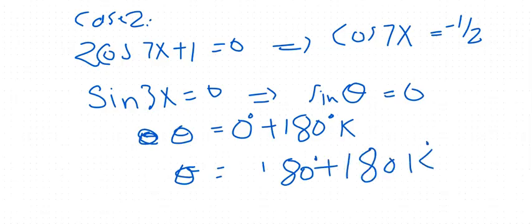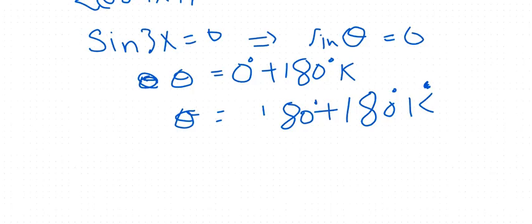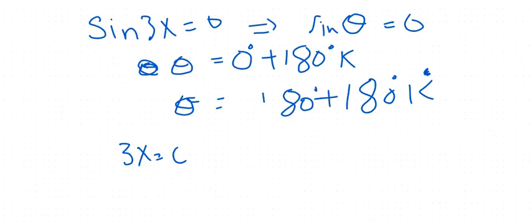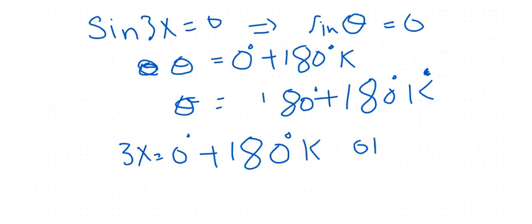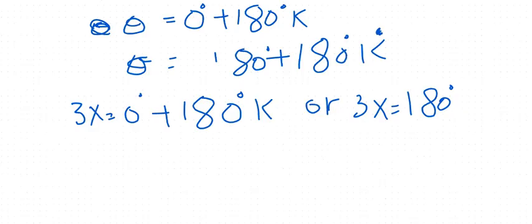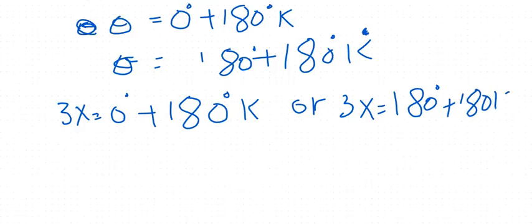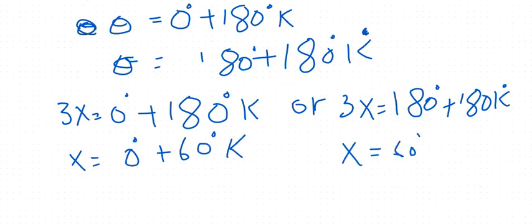So what do we get? We have 3x equals 0 degree plus 180 degree k, or 3x equals 180 degree plus 180 degree k. So we have x equals 0 degree plus 60 degree k, and x equals 60 degree plus 60 degree k.